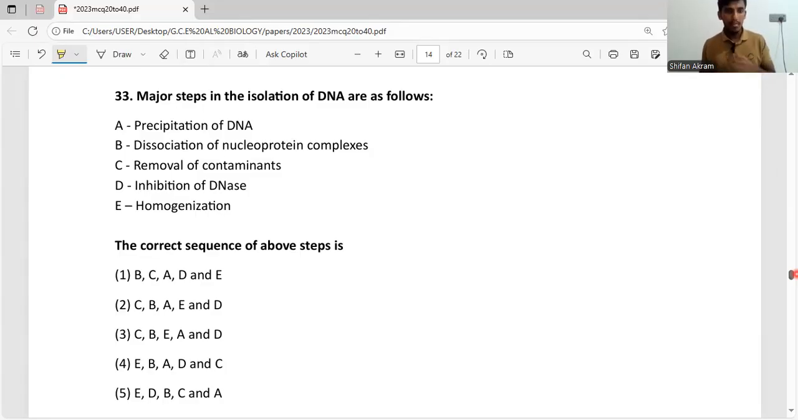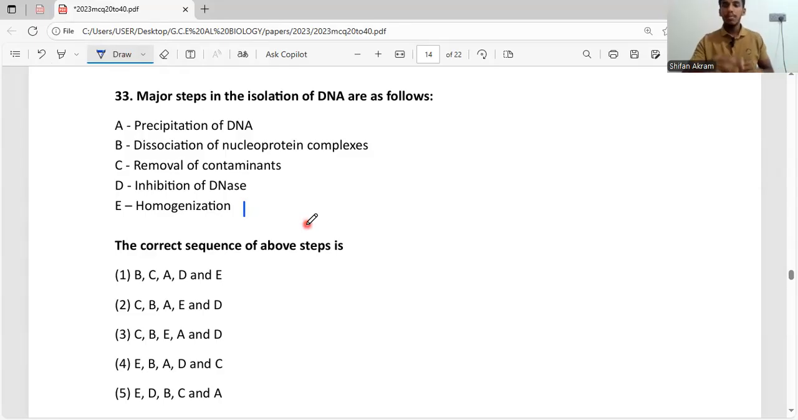Now, first what happens, right? During isolation, DNA is present in the nucleus, which is surrounded by the nuclear membrane. Then on top of that we have the cell membrane. So all these membranes should be broken down. For that, cell lysis should occur. So that's the first step, which is homogenization. And during homogenization, cell lysis occurs, which means we break down the cell, we disturb the cell membranes and the nuclear membranes, so that the nucleus is exposed to the solution. So the first step is homogenization, right?